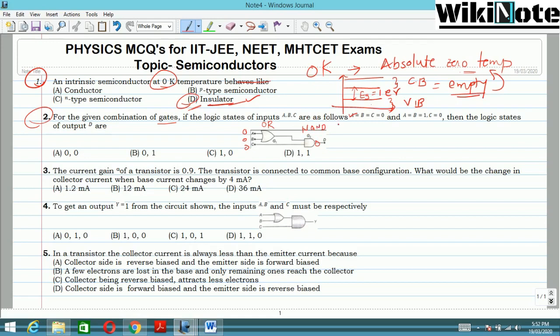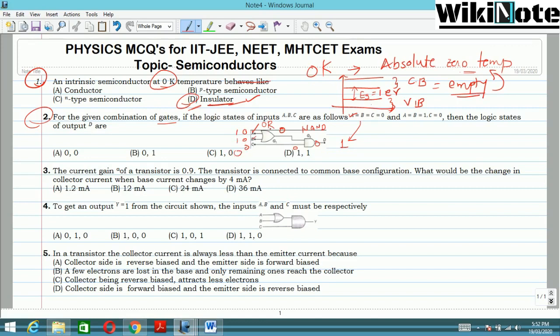What is the first case? What is the input? A, B, C are 0. So A 0, B 0 and C 0. A OR with B, and its output is always going to be 0. C is coming as it is, C is also 0. So 0 into 0, the output is 0, but as there is a bubble, the output is going to be 1. So for the first case, the output is going to be 1. What about the second case? For the second case, A and B are 1 and the C input is 0.